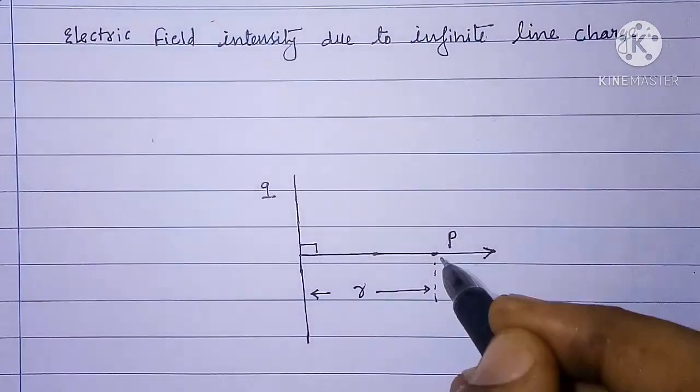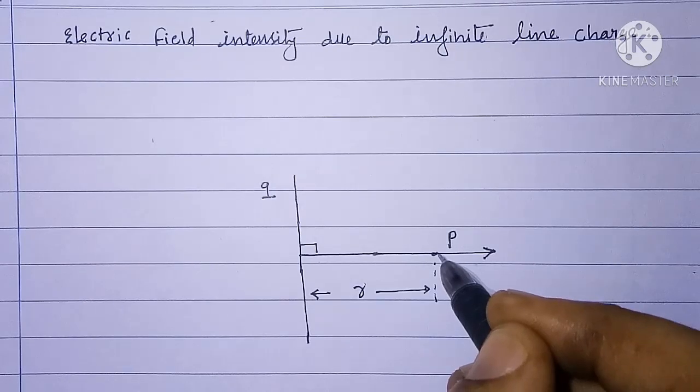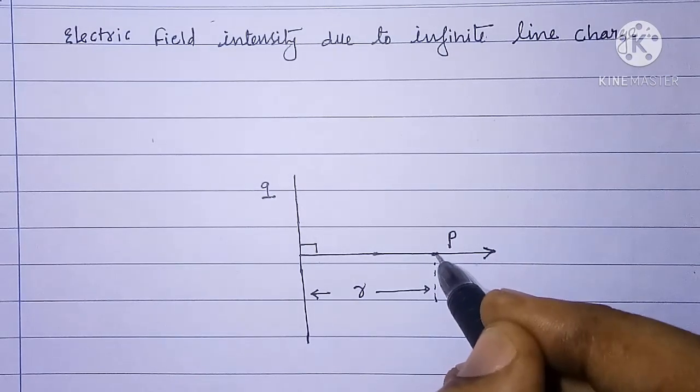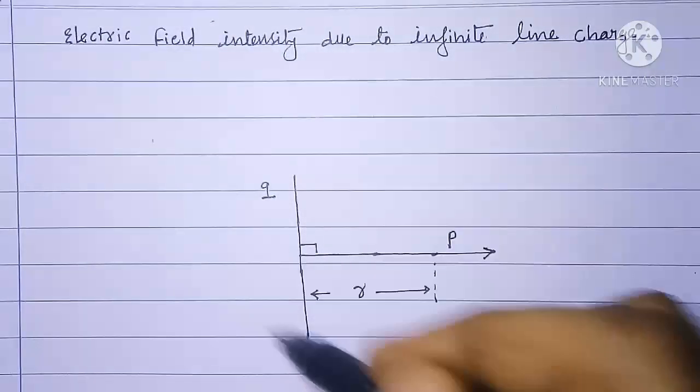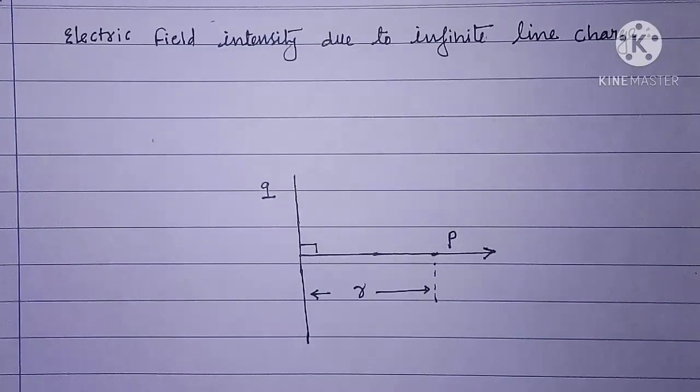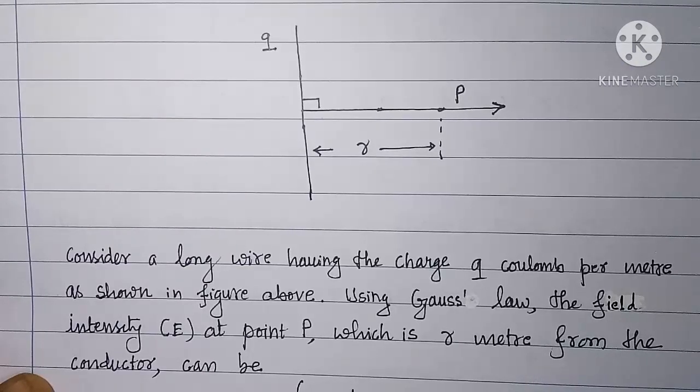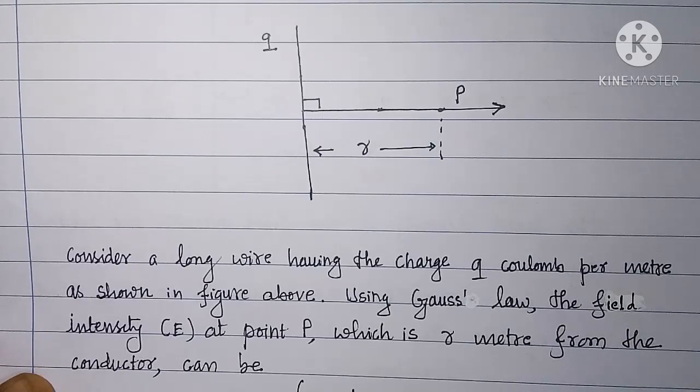Now we can calculate the electric field intensity at point P using Gauss law. Before we do that, let us write few lines about this arrangement here. Students, I forgot to press the record button while writing this note, so please copy down this. I will go on reading it for you.